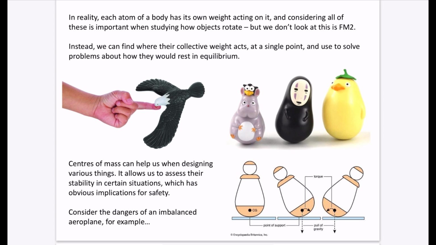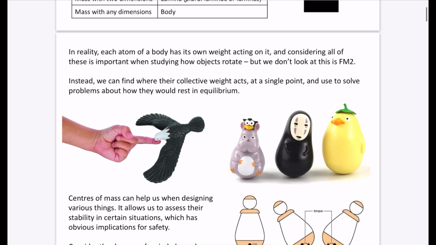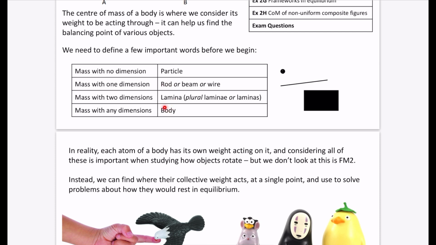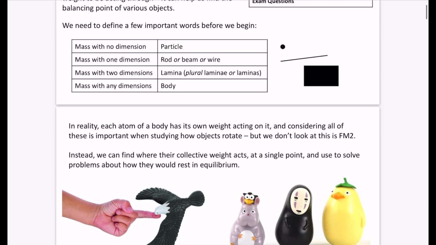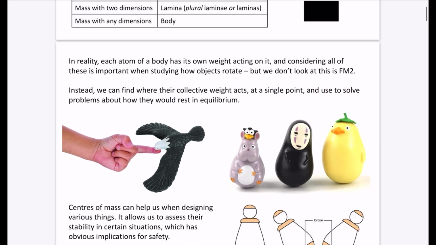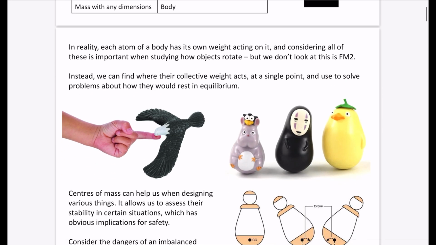So instead, what we try to do in Further Mechanics 2 is find out where their collective weight acts. We're not going to be looking at each atom, but just saying collectively, where is the weight of all of these atoms going to be acting? And we're going to say it acts at a single point. In other words, we're going to take some of these things and pretend that they are a particle. Even though they've got dimensions, we're going to say that all of their mass is acting at one particular point. And then we use this to solve problems about how they would rest in equilibrium.